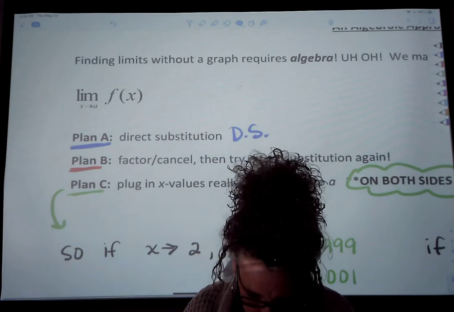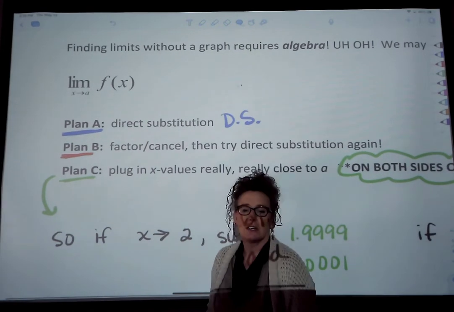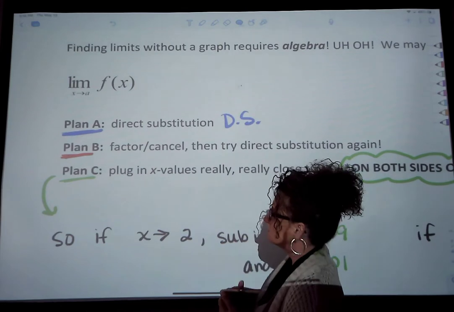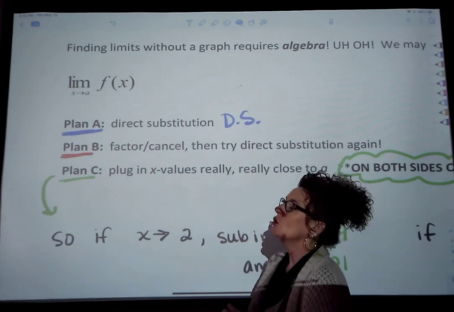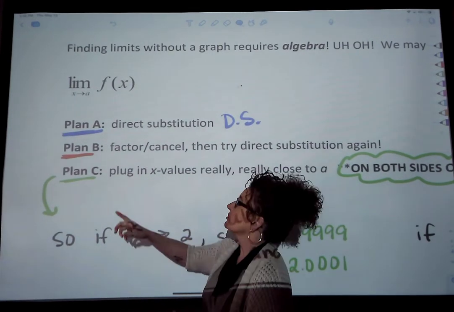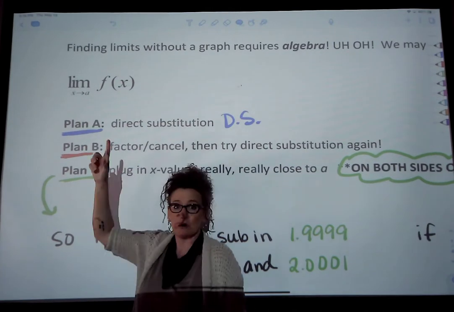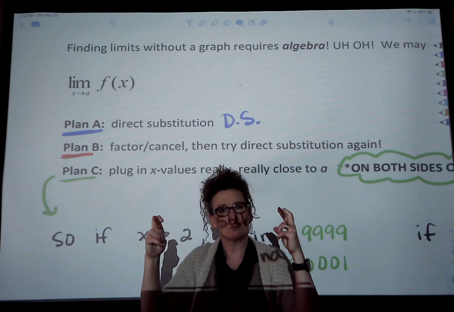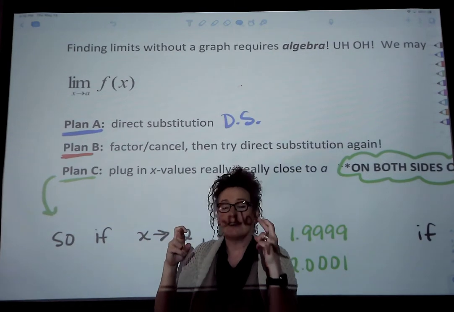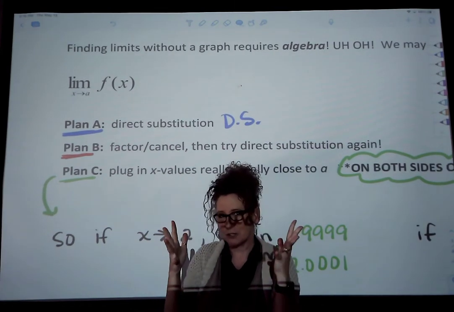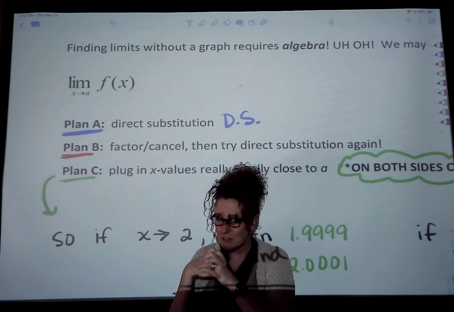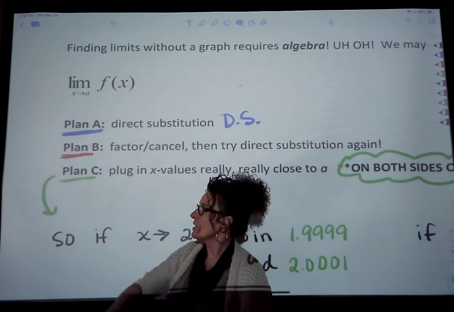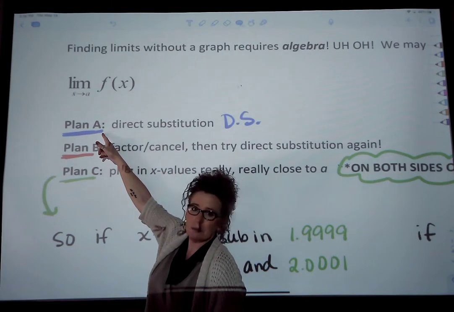So we have some steps to go through to figure out the answer to some limits without a graph. So plan A, we're going to use direct substitution. As x approaches some number, we're going to take that number, sub it into our function, cross our fingers and hope we don't blow up. If we don't blow up, we have our answer. Oftentimes, we're blowing up. So we need a plan B.